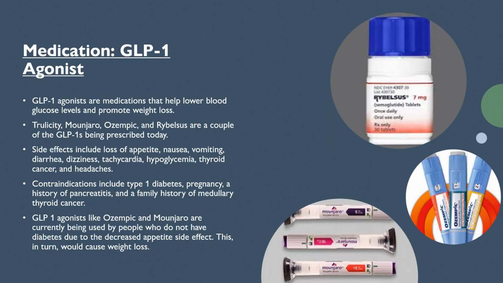GLP-1 agonists. GLP-1 agonists are medications that help lower blood glucose levels and promote weight loss. Trulicity, Mounjaro, Ozempic, and Rybelsus are a couple of the GLP-1s being prescribed today. Side effects include loss of appetite, nausea, vomiting, diarrhea, dizziness, tachycardia, hypoglycemia, thyroid cancer, and headaches. Contraindications include type 1 diabetes, pregnancy, a history of pancreatitis, and a family history of medullary thyroid cancer.